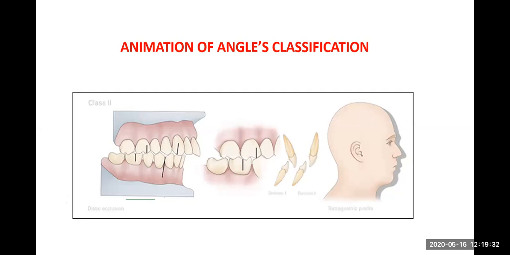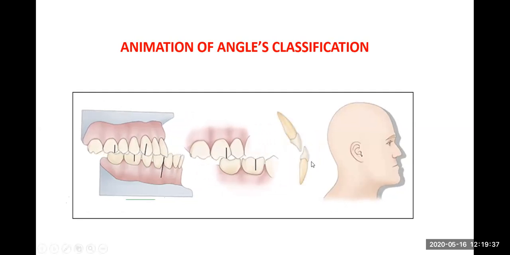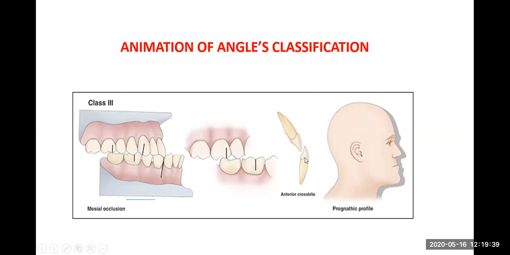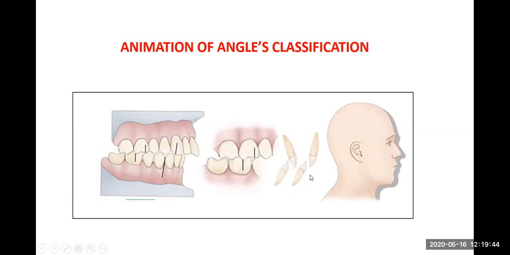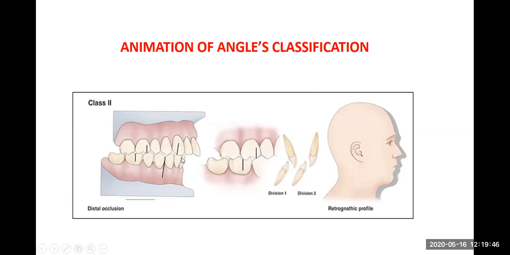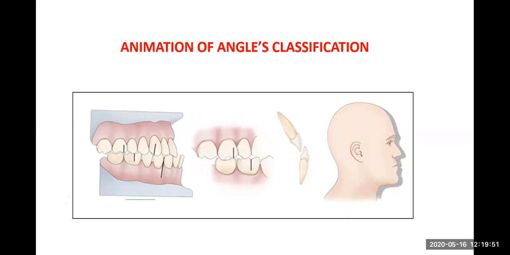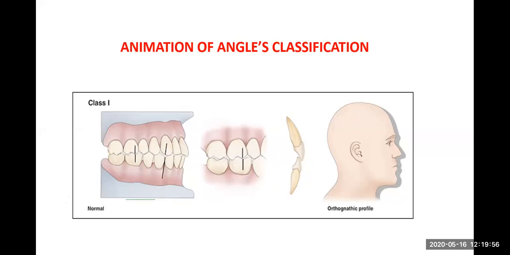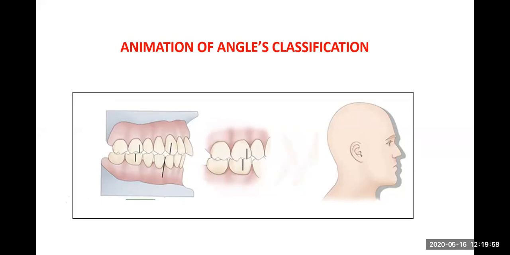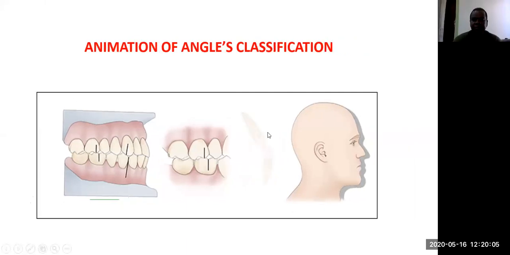This animation shows you the relationship. If you observe very well, in class three you see how the lower anterior is overlapping the upper. And here, the overlapping of class two is so pronounced. So the overbite and overjet will continue to change each time you are considering Edward Angle's classification of malocclusion. I believe that should be clear to many of us. Okay.